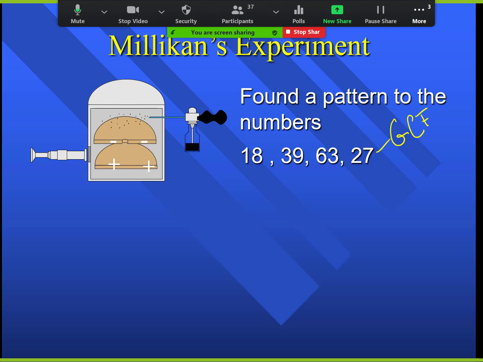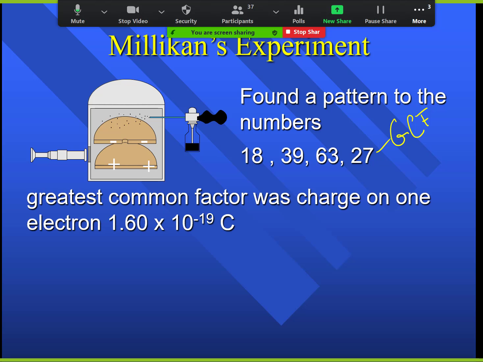Because whatever charge he had on the drops had to be because it lost 1 electron, or 2, or 3, or 4, and whatever charge would be a multiple of the charge on the electron. So he found the greatest common factor, the charge on 1 electron, was 1.6 times 10 to the negative 19th coulombs. Everybody see why we had to learn scientific notation as we start talking about little tiny things?